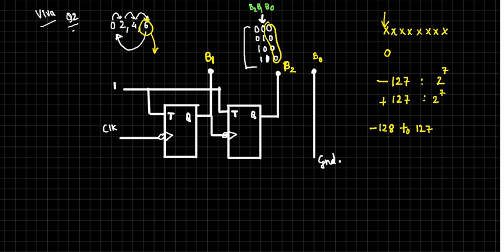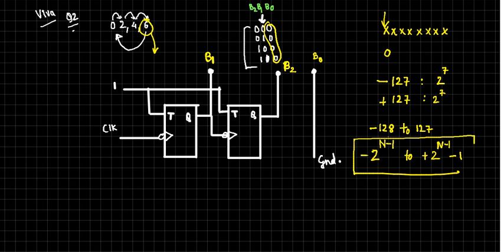In general it would be from minus 2 to the power n minus 1 to plus 2 to the power n minus 1 minus 1. That is what it would be. Alright, so this is what the range was for the 2's complement. Any other question?